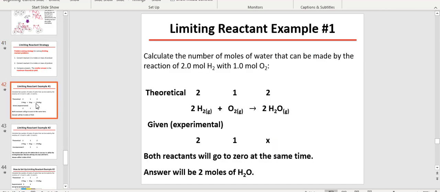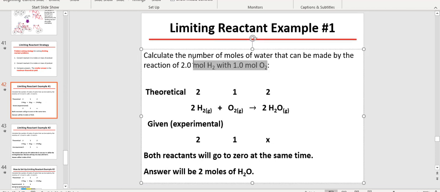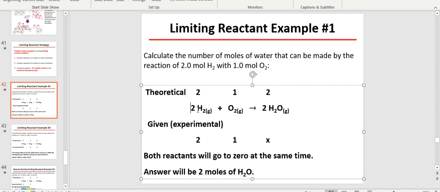Let's have a look here. Calculate the number of moles of water that can be made by the reaction of 2 moles of hydrogen and 1 mole of oxygen. You see how it's different here? I've given you 2 bits of information, and I'm asking for the number of moles of water. So if you see that I'm asking for something and I give you 2 bits of information, woohoo! Whoa, this is different from above. Okay, so here's your chemical reaction.